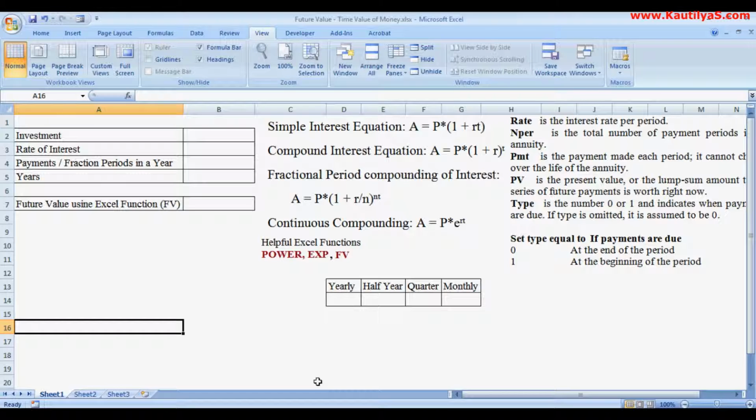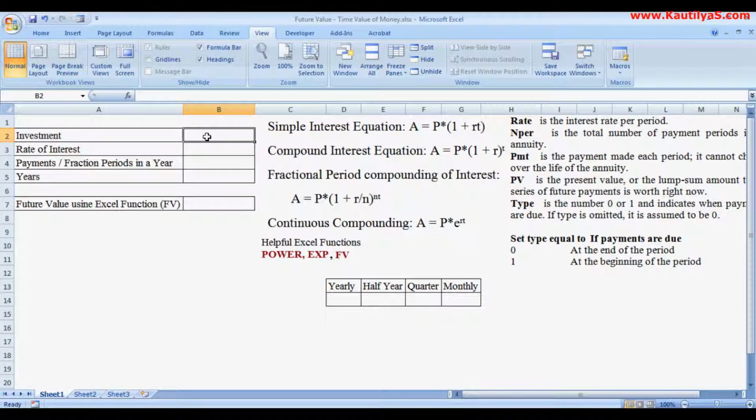In this tutorial, I explain how to calculate the future value of money using the Excel function Future Value, that is FV. So instead of doing laborious manual calculations, we can calculate the future value with a simple function in Excel. So we'll see how it works.